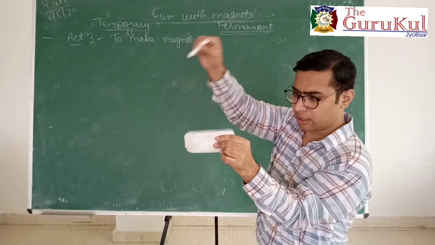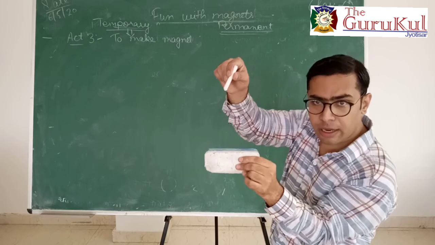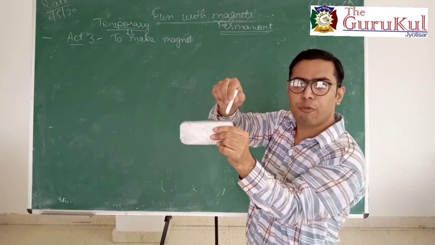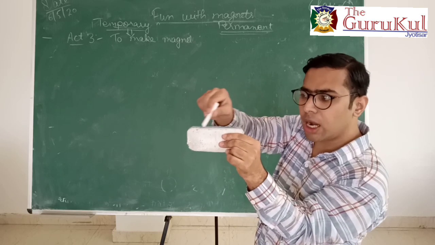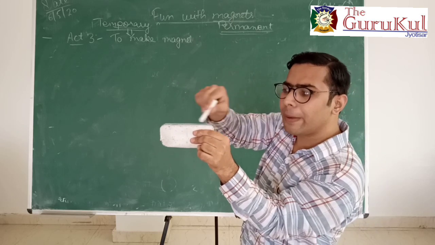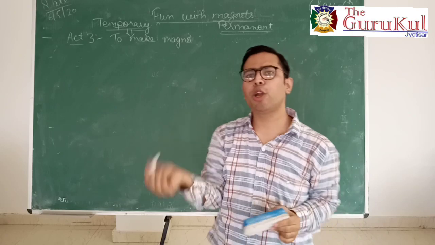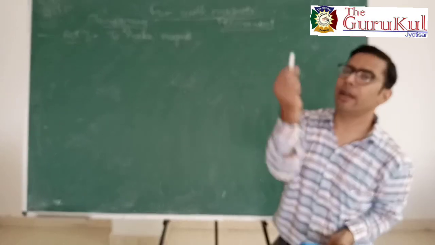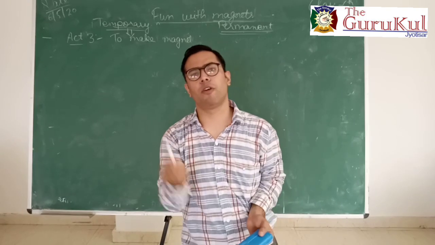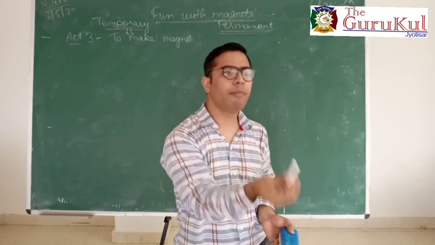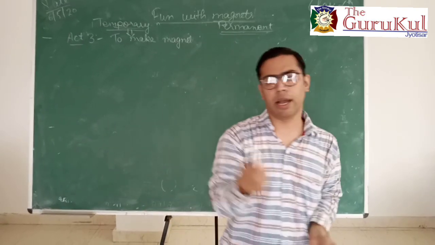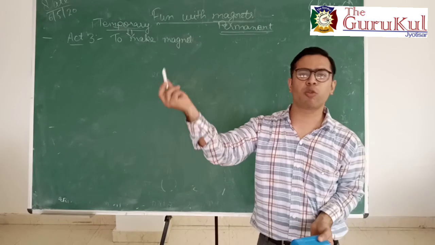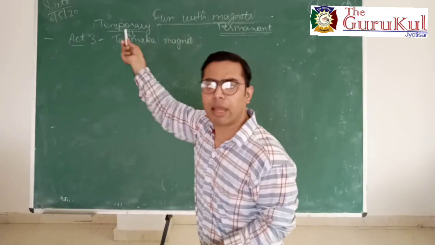will behave as a magnet. Again I say, when you take an iron needle, place it on any one end of the magnet, slide it to the other end, lift it up, again repeat the process. After doing this 20 to 30 times, this iron needle can behave as a magnet and it can attract a large number of different types of magnetic materials like iron, nickel and cobalt. So in this way we can make a temporary magnet.